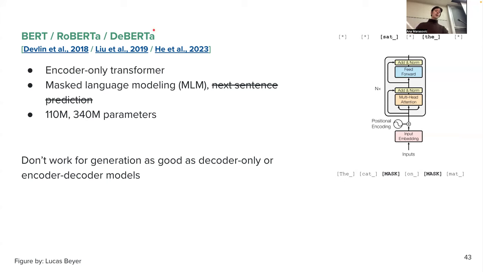And then DeBERTa, these folks made architectural changes, like they changed something in attention. I don't remember what exactly, but DeBERTa comes in several versions. The last version is version 3. All of these models come in base and large sizes, which are around 100 and 300 million parameters. And DeBERTa version 3 large is what I have found to be the best among BERT-like models.